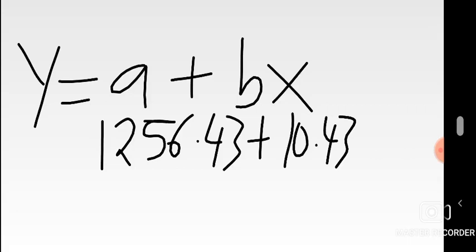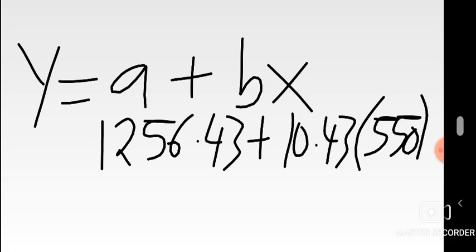X is the number of units that you want to produce now. They have told us in the question that they want to produce 550 units. So we already know what we're going to substitute for X. X is the number of units that you want to produce at a given time. That's what X stands for in this equation. So they want to produce 550, and that's what you substitute for your X.